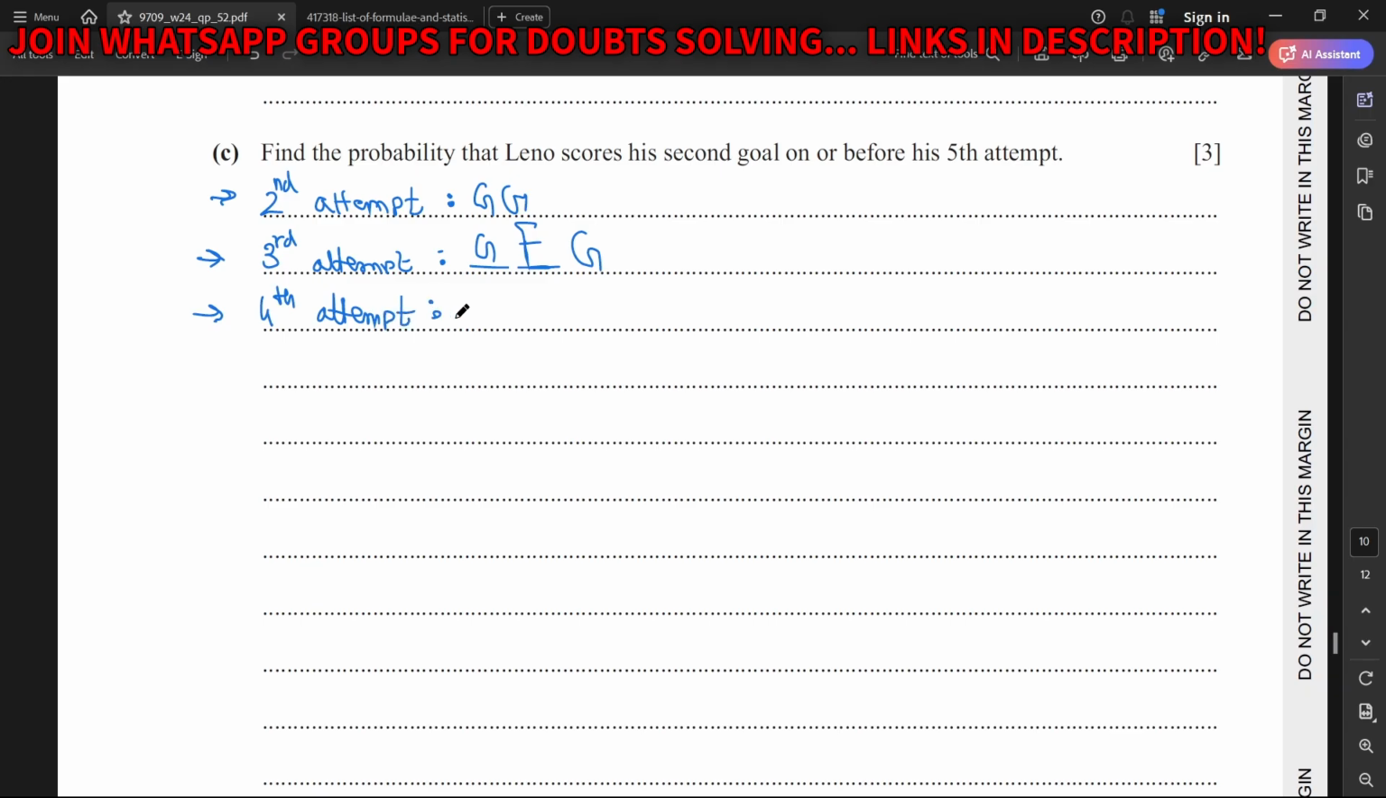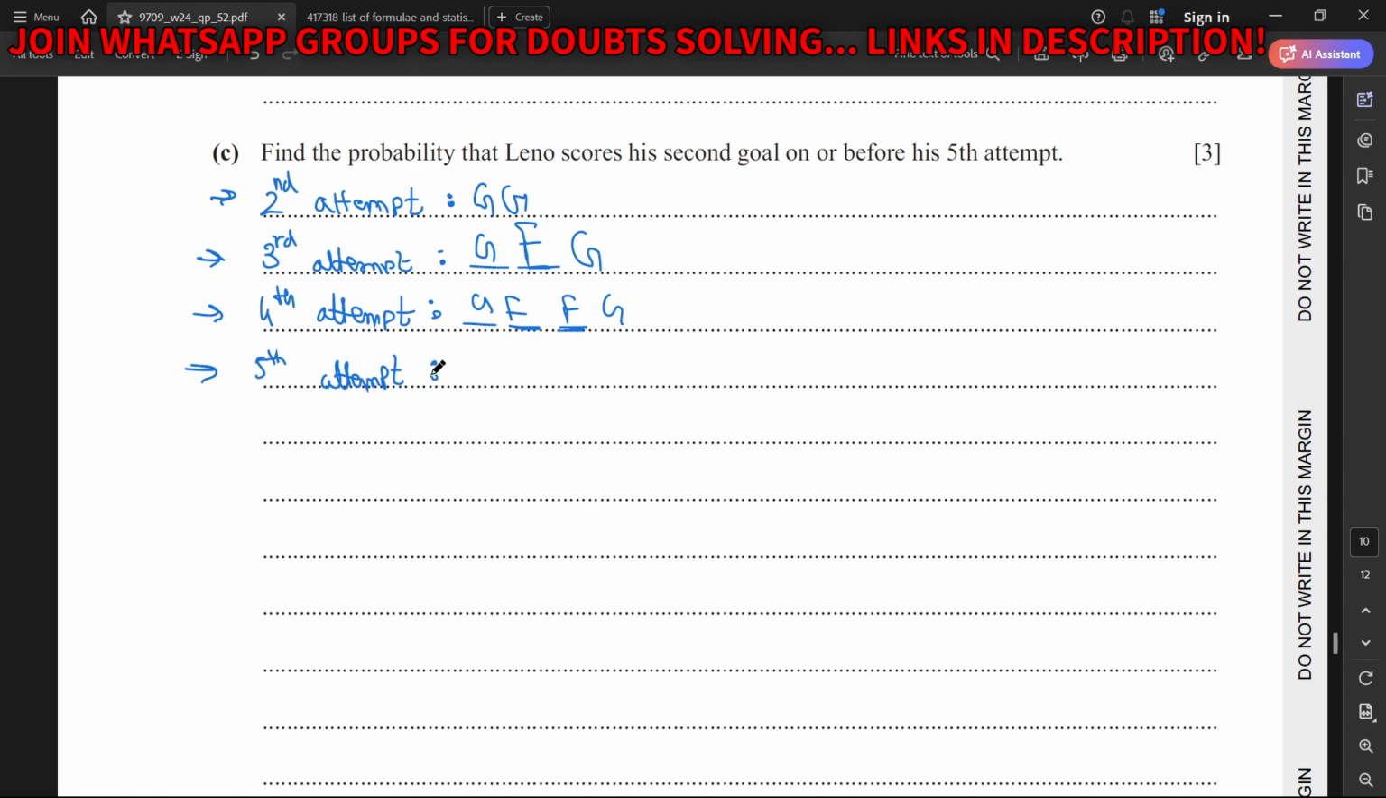In that, I'll be having 3 different empty spaces in which I can have my first goal and 2 failures. But then because there are 2 Fs, I'll need to have 3 factorial for the 3 possibilities of the arrangements divided by 2 factorial because of the 2 Fs. And then the 4th attempt will be a goal.